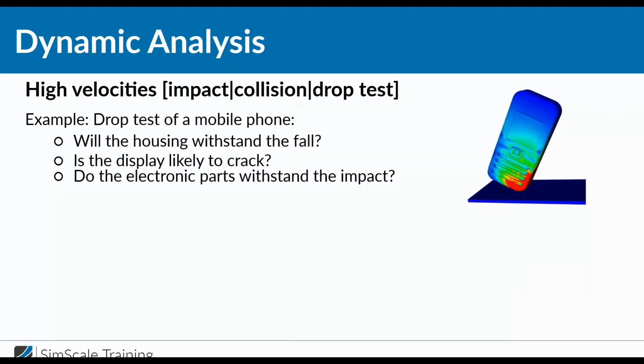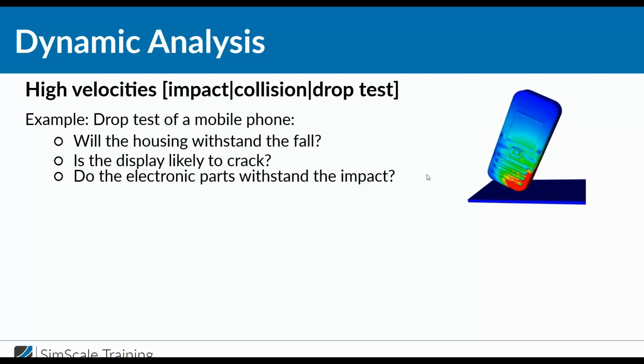Okay, let's take a look at some examples. I would like to show you two very general examples which represent, let's say, the whole bandwidth of dynamic analysis. The first example is everything which we could sum up under the name high velocity simulation. So everywhere we want to simulate the impact of something, a collision or a drop.